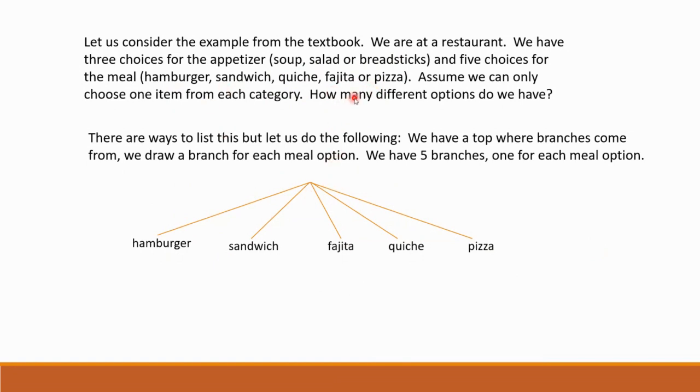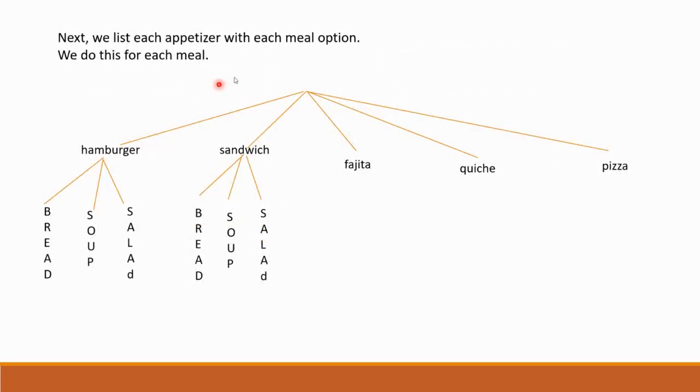So I'm listing the meal first. You really don't have to do that, but for me, it's a little bit easier. But we have a branch for each of the 5 outcomes, as you can see. Then from each of these 5 outcomes, we have hamburger, sandwich, fajita, quiche, and pizza. Excuse me, pizza, I think I said that wrong.